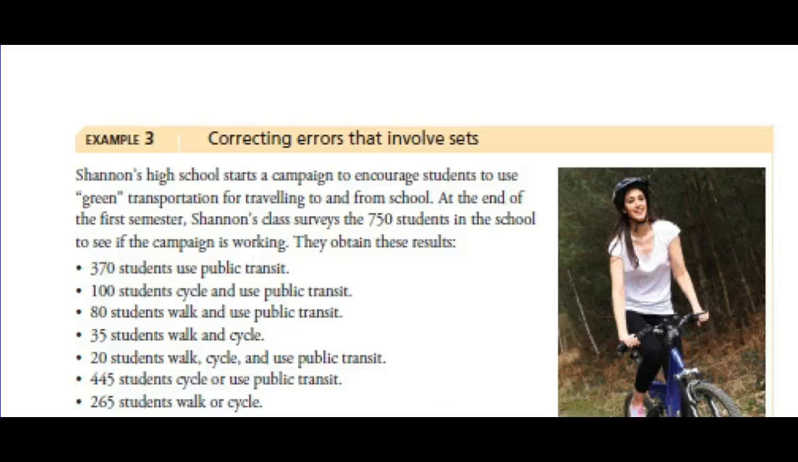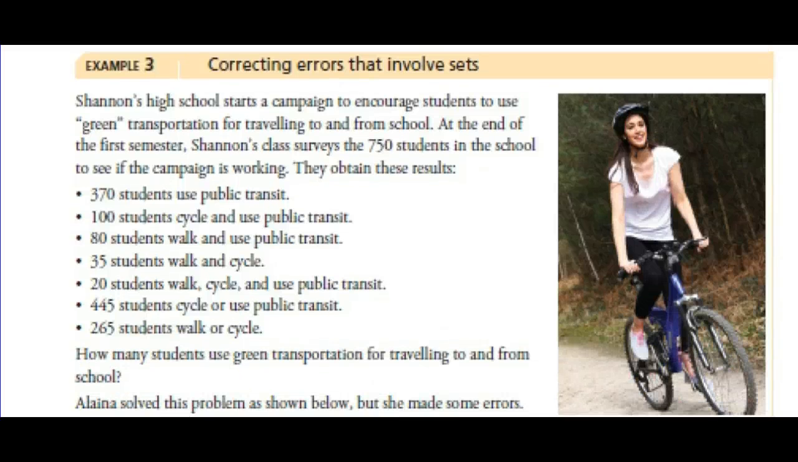All right, correcting errors that involve sets. Let's try this one. Shannon's High School starts a campaign to encourage students to use green transportation for traveling to and from school. At the end of first semester, Shannon's class surveys the 750 students in the school to see if the campaign is working, and they obtained these results. 370 use public transit, 100 students both cycle and use public transit, 80 students walk and use public transit, 35 students walk and cycle, 20 students walk, cycle, and use public transit, 445 students cycle or use public transit, 265 walk or cycle. How many students use green transportation?